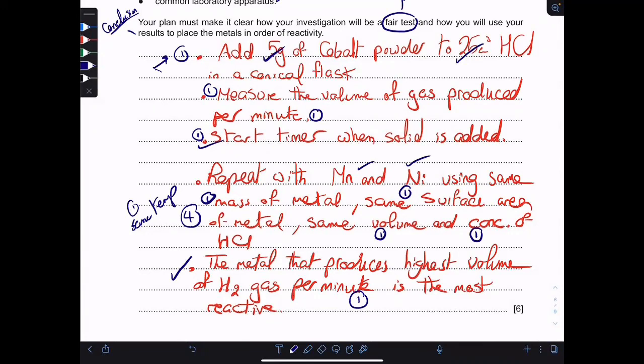That you will put the metal in the acid in a conical flask and you'll measure the gas per minute. You can also say by a gas syringe. You won't lose anything by stating the experiment apparatus. Okay, there are other ways for doing this experiment. The important thing is that you keep the fair test as we agreed.